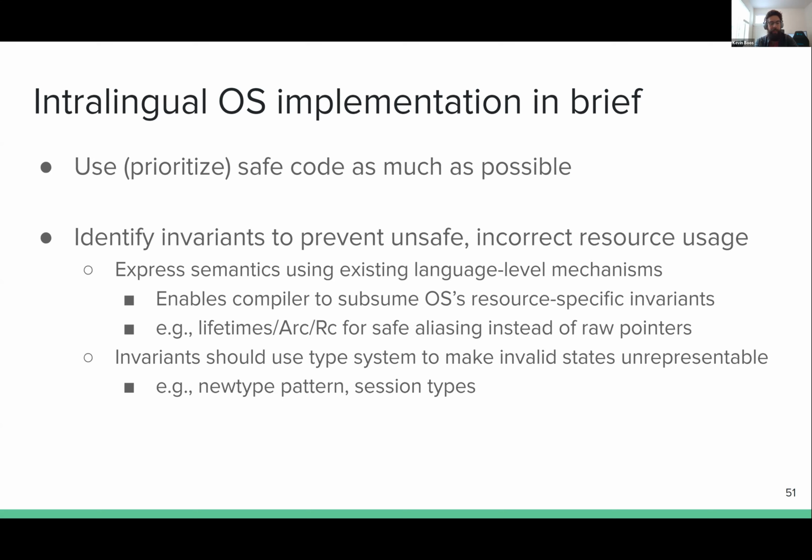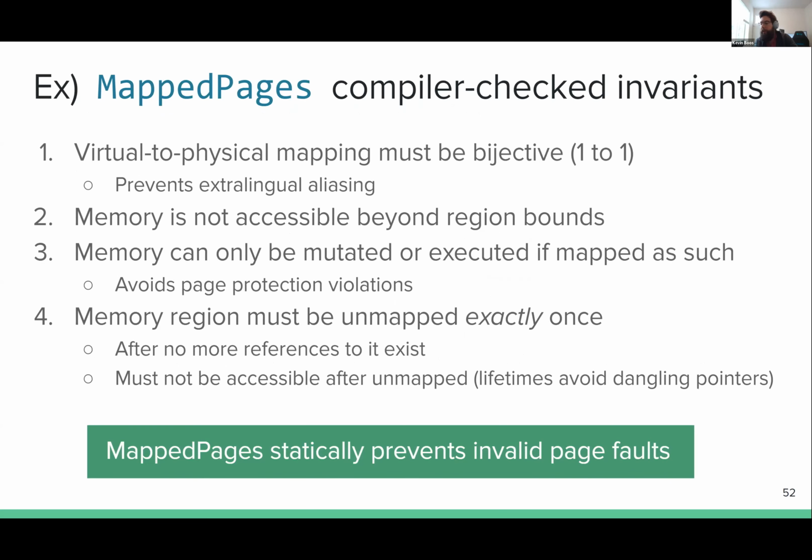And then we also do a lot of fancy stuff with newtype patterns and session types, which I don't have time to get into, but basically clever usage of the type system to make it impossible for the programmer to represent invalid states for a resource to enter. Right? All right, so one quick example, let me see, okay, yeah, 3 minutes.